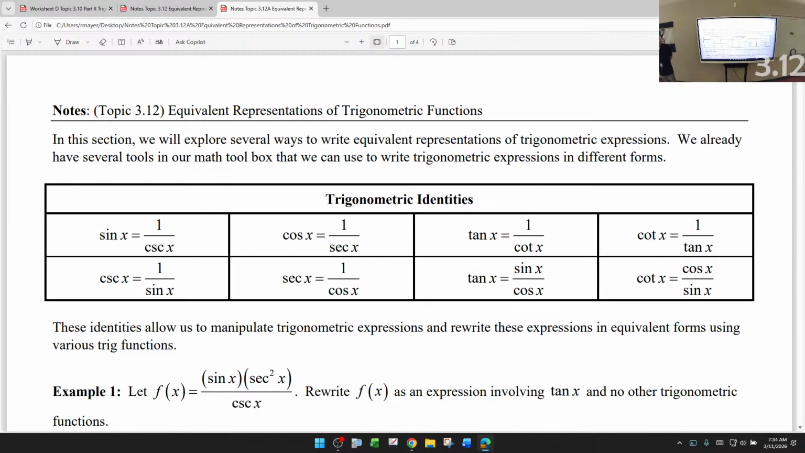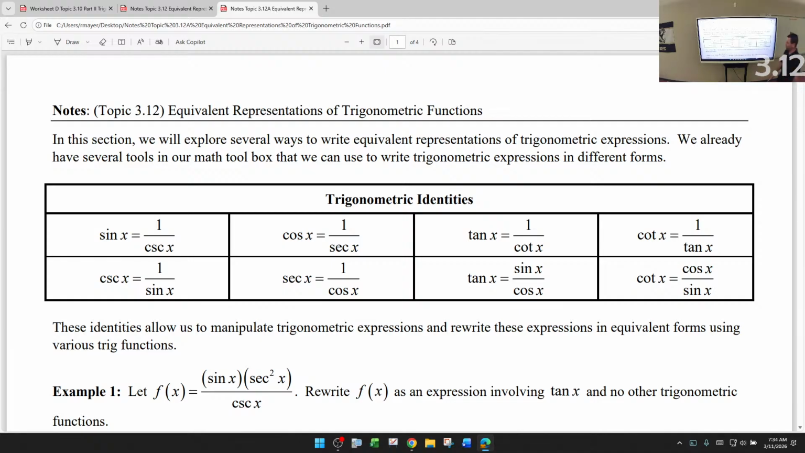Good morning. Equivalent representations of trigonometric functions. We already have several tools in our math box that we can use to write trigonometric functions in different forms. And so that first group are the ones that you know already.